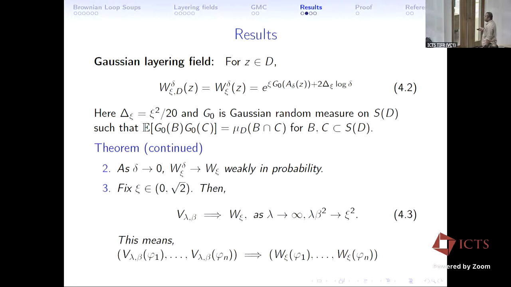Statement number 3 is the main part of my results. If I fix psi between 0 and square root 2, just note that this is not between 0 and 2, this is just between 0 and square root 2, then V^{lambda,beta} converges to W^psi in the sense of finite dimensional distributions when lambda beta squared converges to psi squared and lambda goes to infinity.